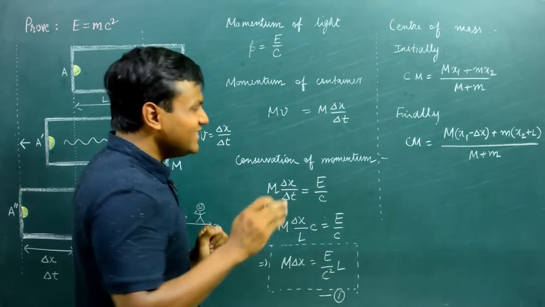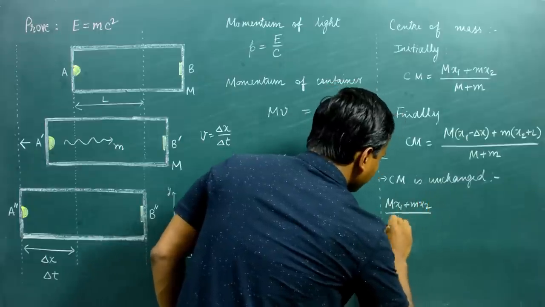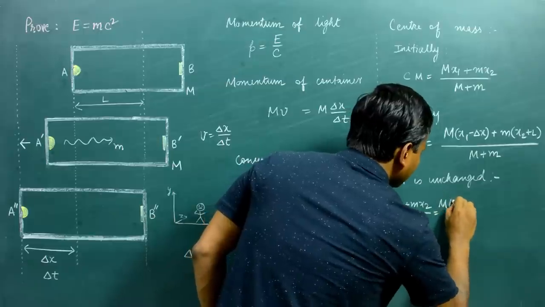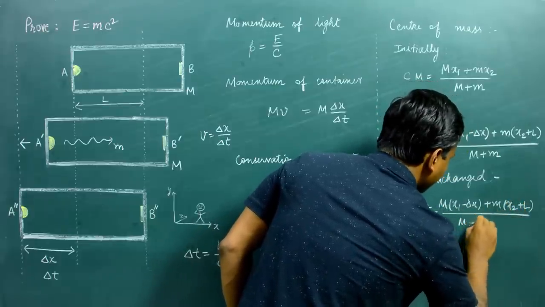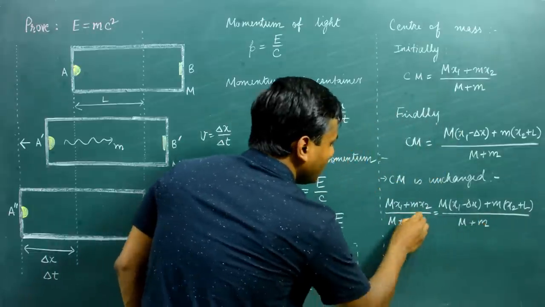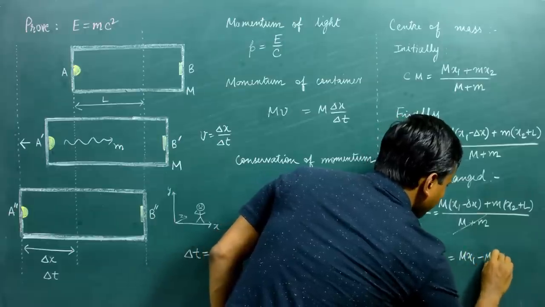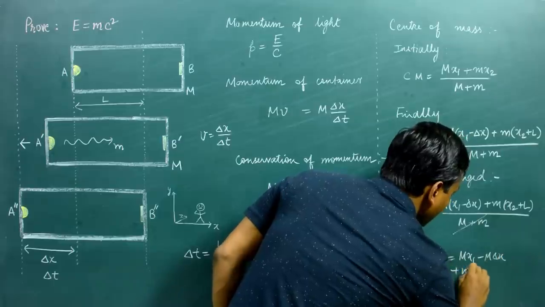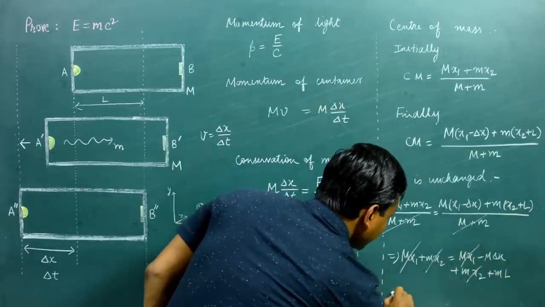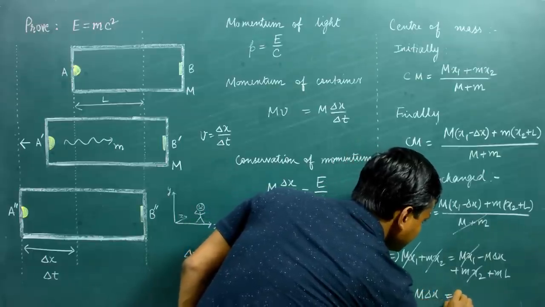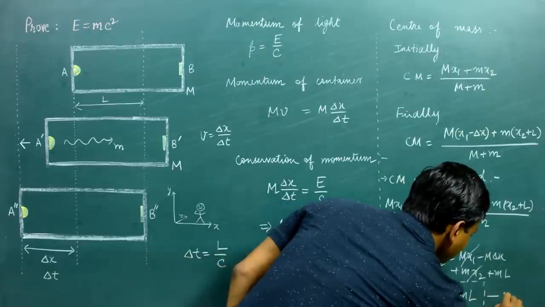That means this is equal to this. So if we equate these two equations, then Mx1 plus small m x2 divided by capital M plus small m is equal to capital M(x1 minus del x) plus small m(x2 plus capital L) divided by capital M plus small m, where the denominators get cancelled and you're left with capital M x1 plus small m x2 is equal to capital M x1 minus capital M del x plus small m x2 plus small m capital L. Mx1 gets cancelled, small m x2 also gets cancelled, and you are left with capital M del x is equal to small m capital L. So let's suppose this is equation number 2 that we have obtained.